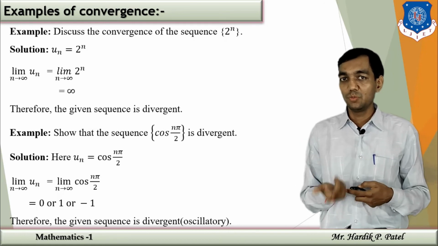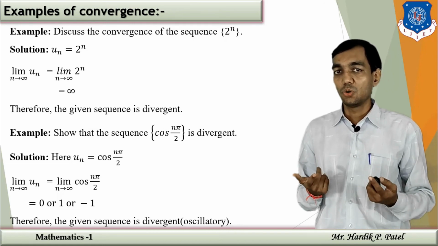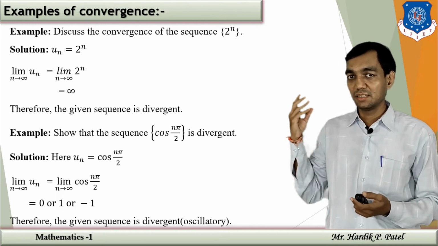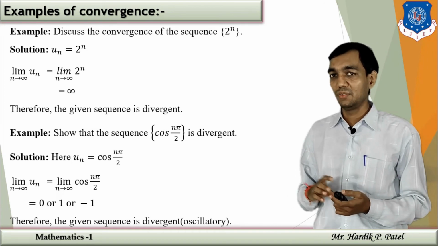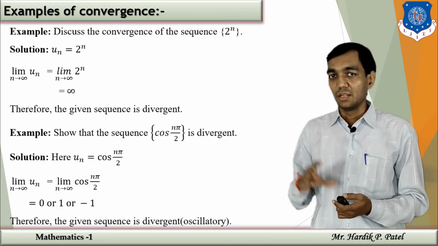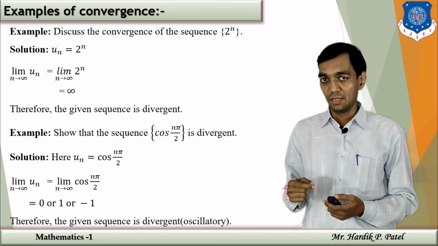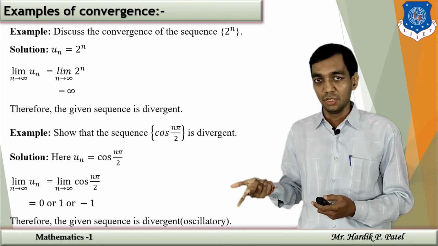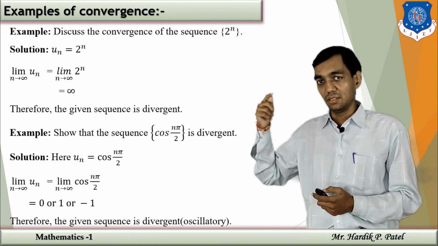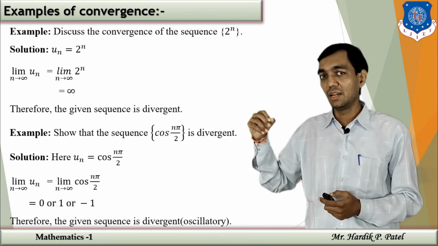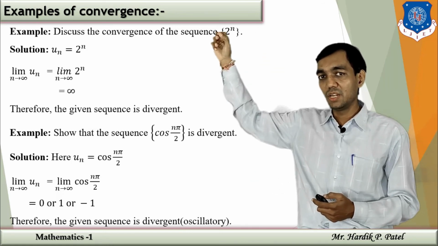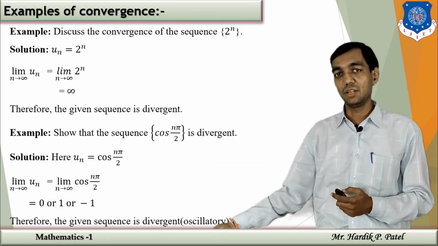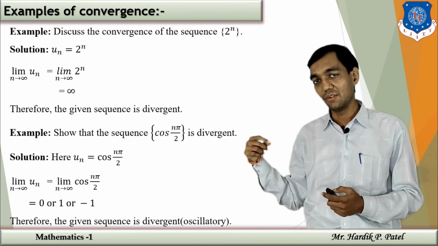In the same manner we are going to take one more example: show that the sequence cos n pi by 2 is divergent. Now see, we have already discussed cos n pi by 2 in a simple example and we have seen the graph. For different values of n, cos n pi by 2 has different values. Considering the unit circle, if you start with n is 0, then you will have the value 1. If n is 1, then you will have value 0. If n is 2, then you will have the value minus 1. If n is 3, then you will have value 0. If n is 4, then you will have the value 1.